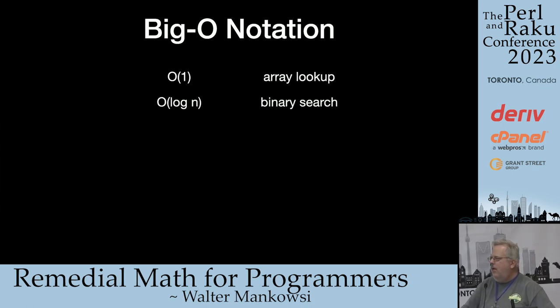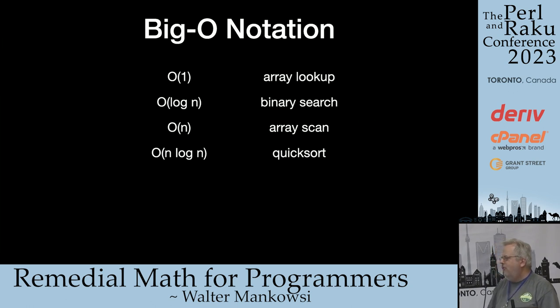Binary search, as we just saw, is big O of log n. If you double the space, you're only going to increase the runtime by log of whatever n is. So it's almost constant time, but it gets a little bit bigger each time. If you want to look through the entire array, it's big O of n, because if you go from 8 to 16, you're going to double the runtime of the program. Sorting: most sort algorithms, quicksort for instance, are n log n. We won't go into why that is.